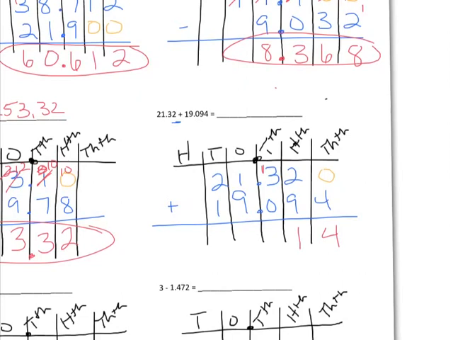3 plus 1 is 4. 9 plus 1 is 10. I'll put 0 ones, move 1 ten over. 2 plus 1 is 3, plus 1 is 4. Drop my decimal down. That's very important, otherwise the answer is wrong. Leaving me with an answer of 40 and 414 thousandths.